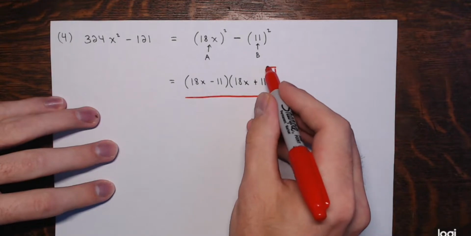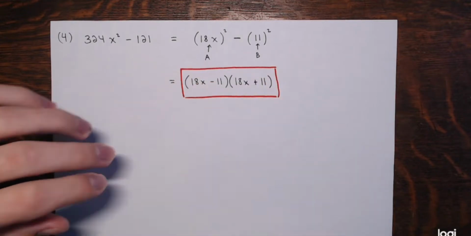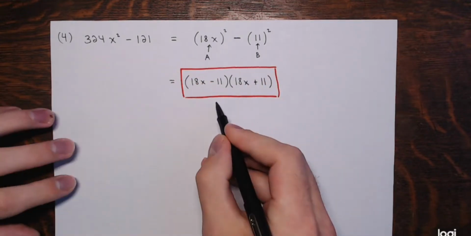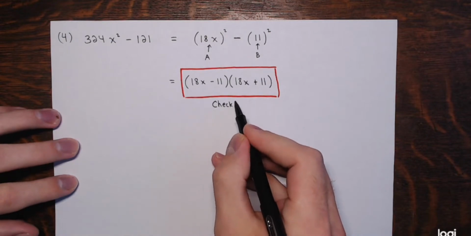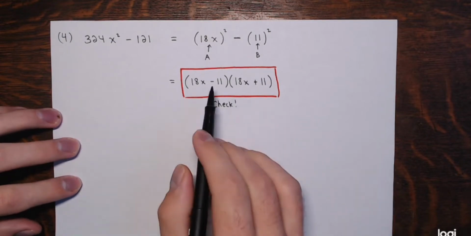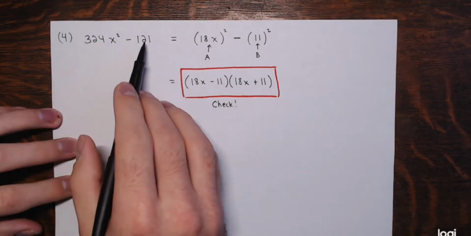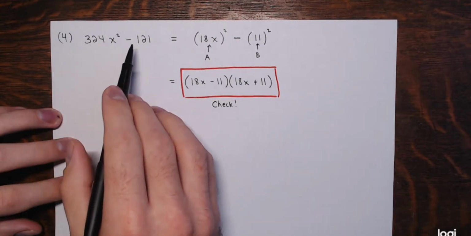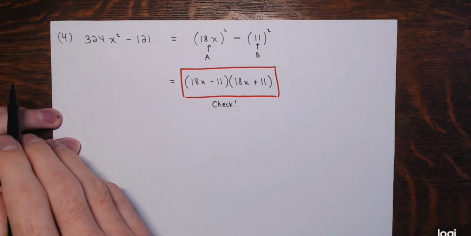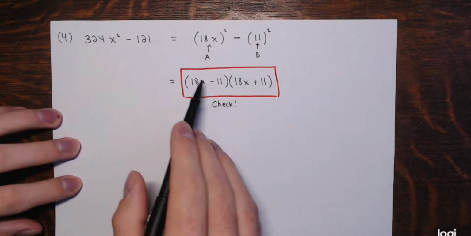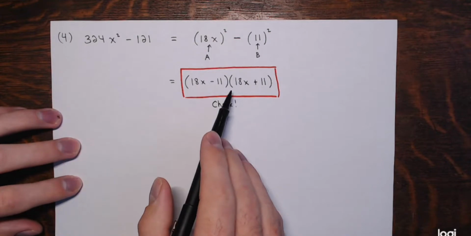Written as a product. And don't forget to check this work. Multiply these together, combine like terms and all that, and you should get the original expression back. Also, you might want to verify that these take on the same value no matter what you plug in for x.